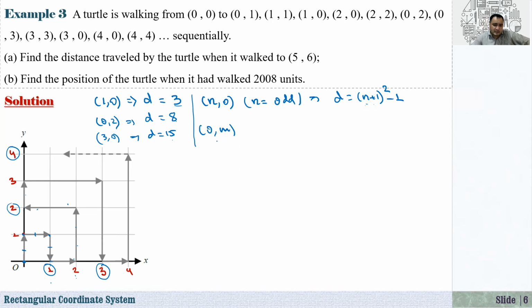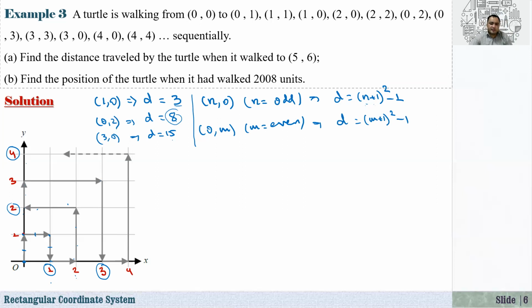So the second one is, how about if its position is at this point, 0m? And 0m is on the y-axis, and suppose that m is here, it is even, right? As you see here, it's even, 2 or 4. When it is at an even number on the y-axis, then it's not walking to the right, it's walking up. If it is an odd number, then it's just walking to the right. Actually, I can get the formula even if it is odd, I'm just choosing even here. It doesn't matter. What is the distance here? Distance here is 8, right? That's 3 squared minus 1. So that's equal to m plus 1 squared minus 1.